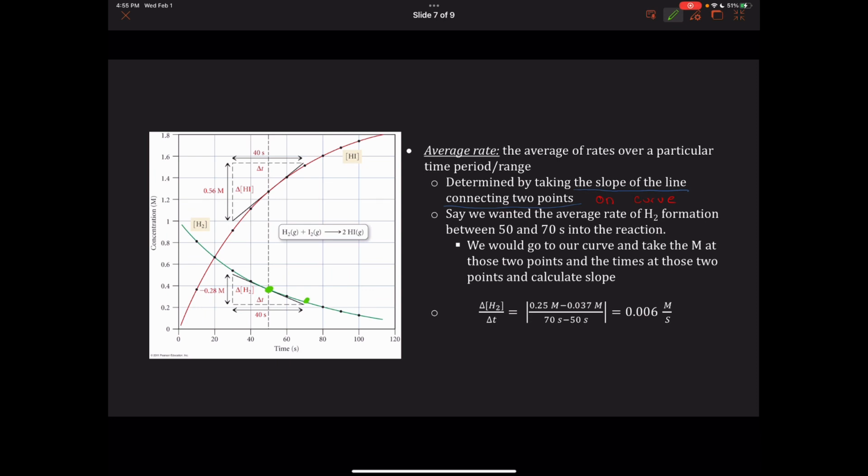So again, it's the slope between the 2 points in time we are interested in. So if we were interested in the rate between 0 and 20 seconds, we would then go to those 2 points on the curve and calculate the slope.